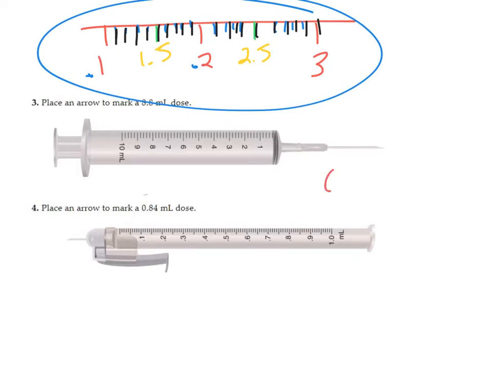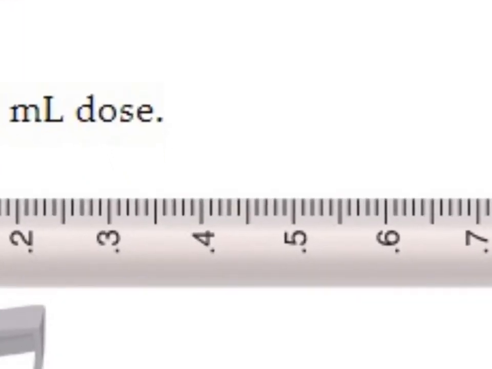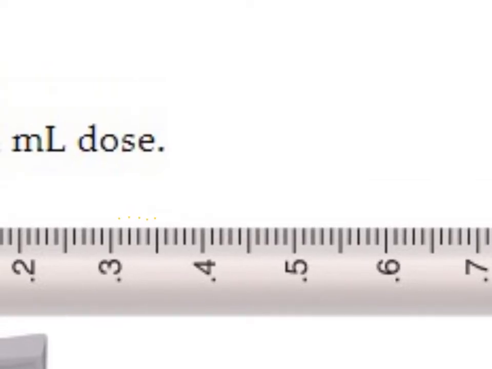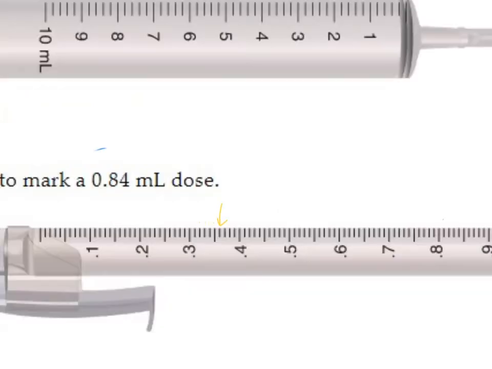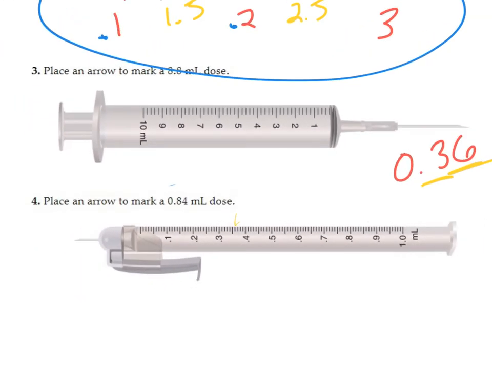Erasing that, let's imagine on that same syringe it said to mark a 0.36 milliliter dose. Very similarly, I'm going to do the same thing. I'm going to start at the 0.3, and then I'm going to count 6 lines behind that. As I zoom in a little bit here, so here's the 0.3, I'm going to count 1, 2, 3, 4, 5, 6, and so that line would be right here, the one right behind the 0.35.